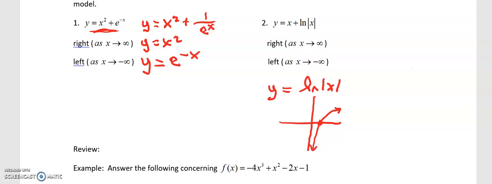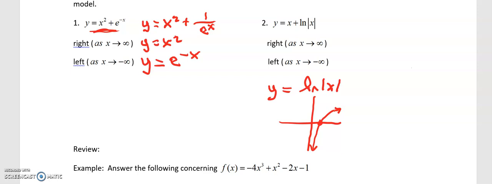Well, here we have the natural log of the absolute value of x. So what's going to happen here is we're still going to put in all the positive values that give us this graph to the right. But what happens when we start plugging in negative values? And of course, you can't plug 0 into a natural log, right? The natural log of 0 is not defined.